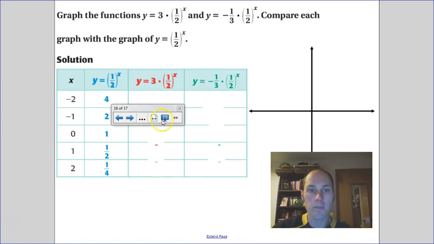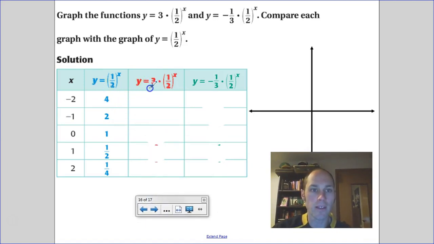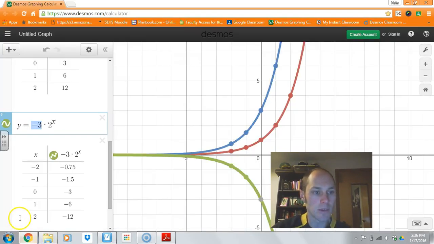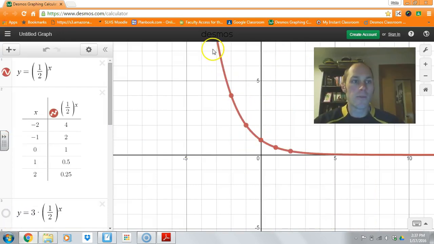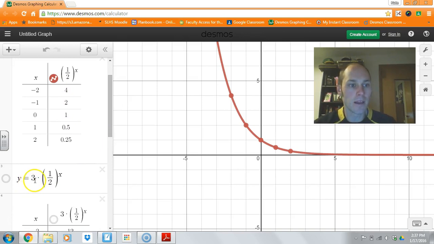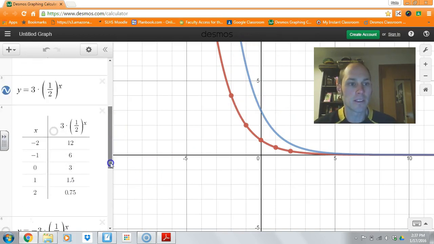So let's take a look at that parent function again and show the effect that this a value has when we're using the decay function times 1/2. Let's take a look at that on Desmos again. Okay, so here we have 1/2 to the power of x. Notice that decay function that we graphed earlier. You can see the table, the values decrease by a half. If we multiply 3 times a half to the power of x, we should have a y-intercept of 3. Notice it follows that same curve pattern, but it's just shifted up since we have a higher y-intercept.